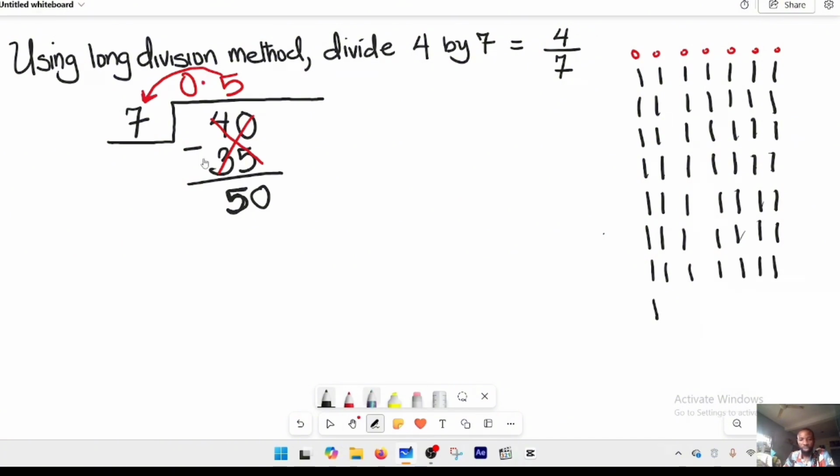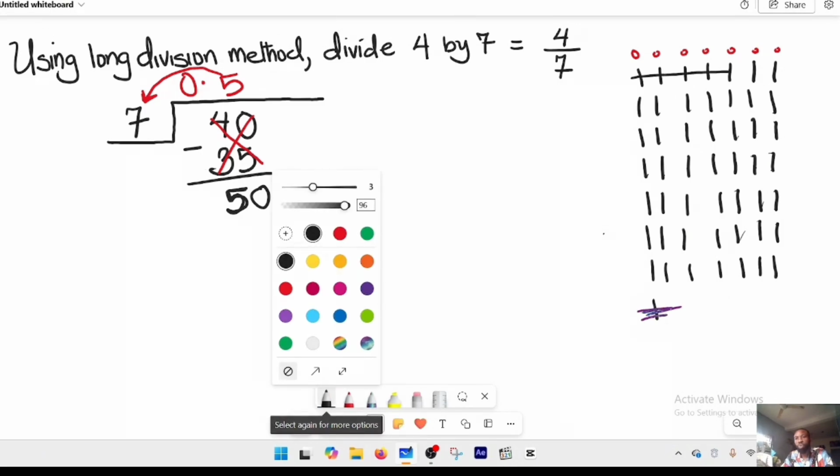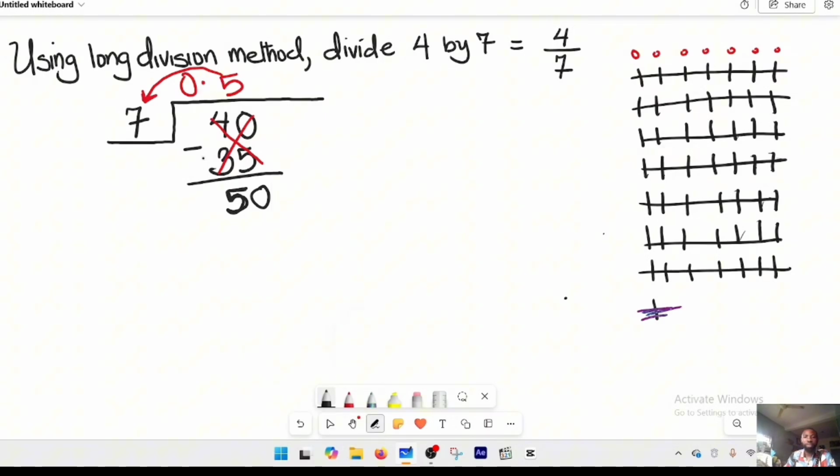If you watch, this one is our remainder. We don't consider it, so we'll start stroking from here. Let's stroke them off. I have 1 2 3 4 5 6 7. So we divided and got 7. So 50 divided by 7 is 7.